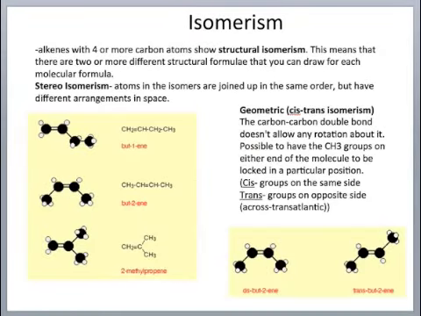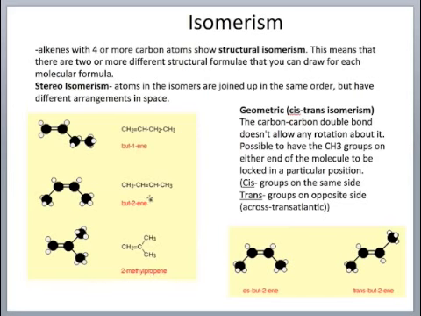Let's now consider isomerism. Alkenes that have 4 or more carbon atoms show structural isomerism. This means that they have the same molecular formula, but 2 or more different structural formulae that you can draw to represent this. Stereoisomers are when atoms in the isomers are joined up in the same order but have different arrangements in space. So for example, with C4H8, it's not too difficult to come up with 3 structural isomers that are drawn out here. We have but-1-ene, but-2-ene, and 2-methylpropene.